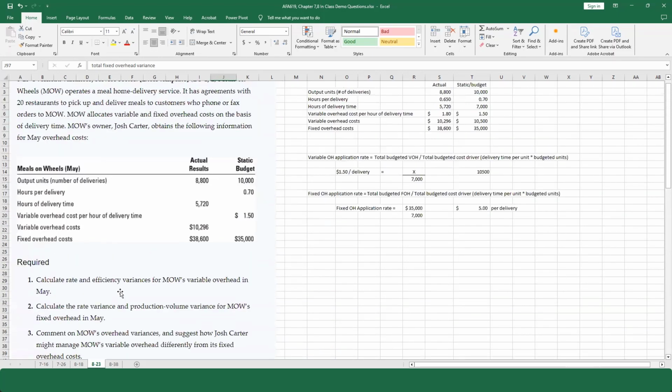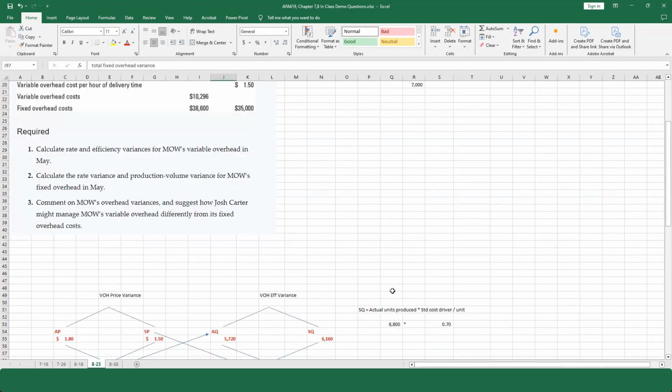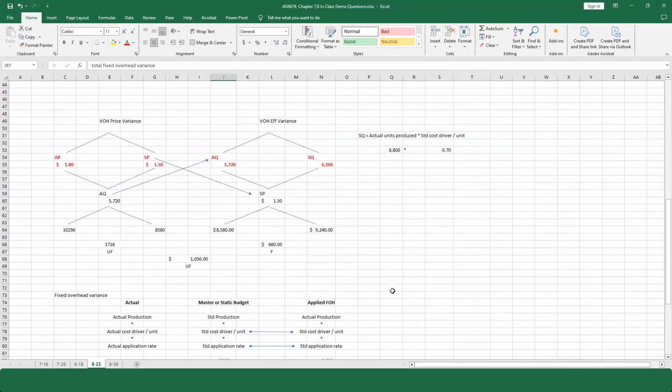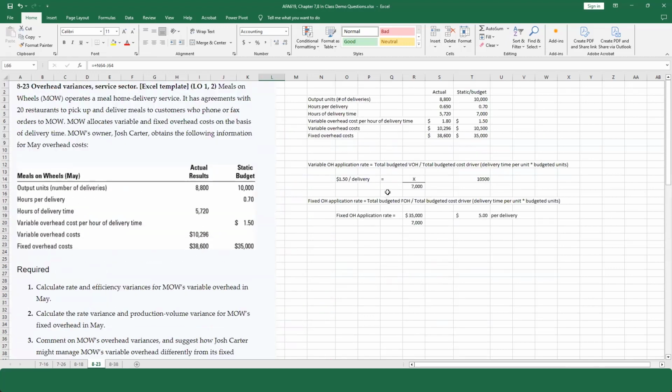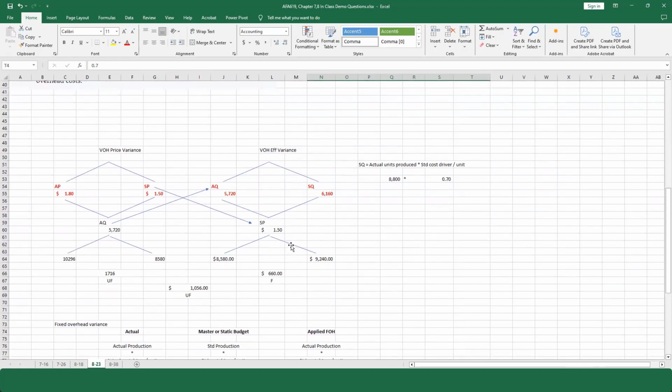So let's look up here. What does it say now? Comment on the overhead variances and suggest how Joss might manage their variable overhead differently from its fixed overhead costs. Okay, so let's go down here and we're going to comment overall. We can see that we were very efficient. So the fact is, for the number of units we did deliver, we did a good job. We delivered them in less time. And we know that because if we look up here, the hours of delivery, we were budgeting 0.7 and we only spent 0.65. So we did a really good job in delivering the meals that we delivered.